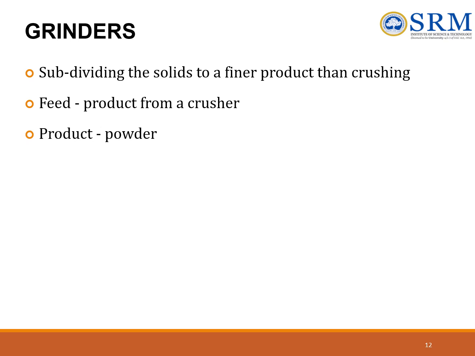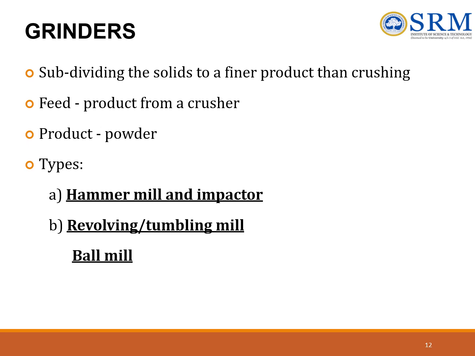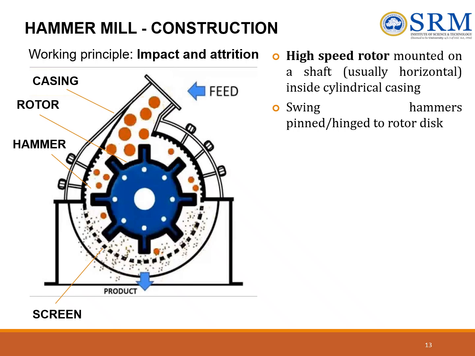Grinders are used to subdivide the solids to a finer product than crushing. It takes the feed from the crusher and gives it in powder form. Examples are hammer mill and impactor, revolving mill, tube mill or ball mill. Coming to the hammer mill, it works by the principle of impact and attrition.